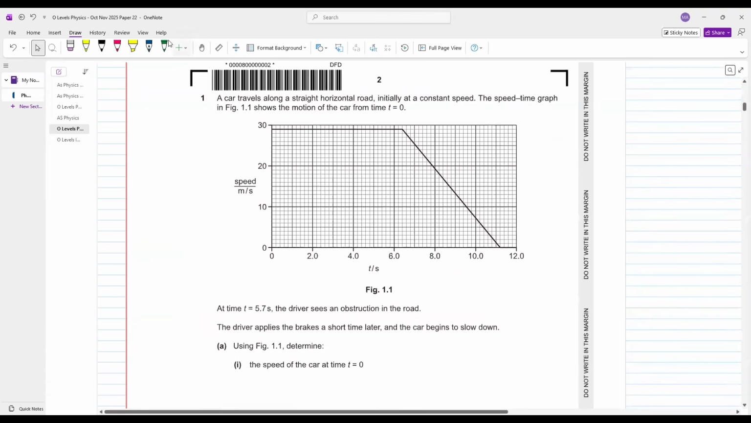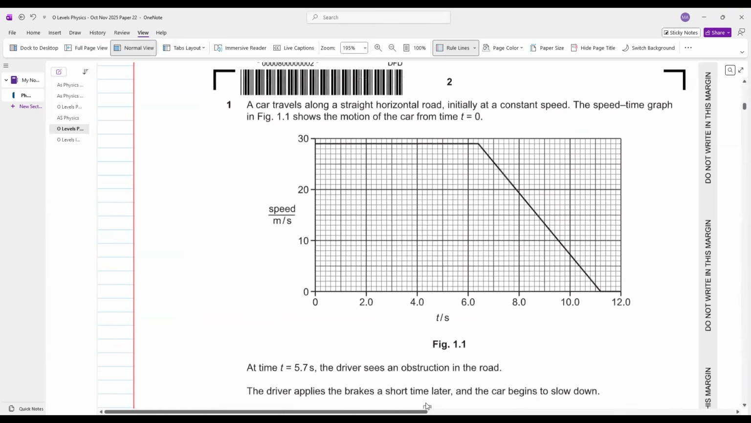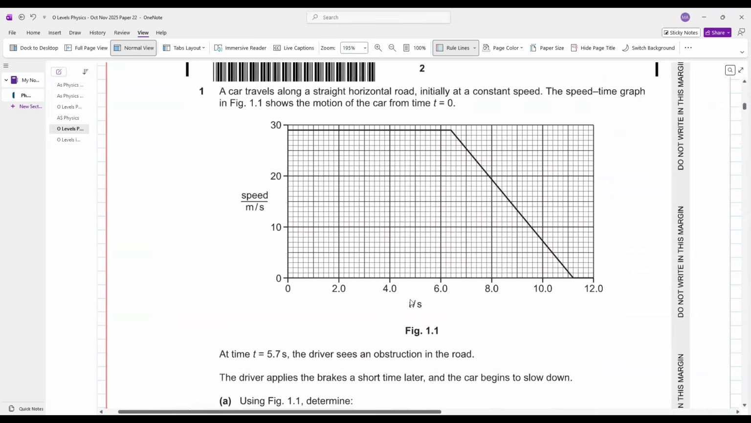What is written initially? Let's read this out. A car travels along a straight horizontal road initially at a constant speed. The speed-time graph in figure 1.1 shows the motion of the car at time t equal to 0. This is a speed-time graph.